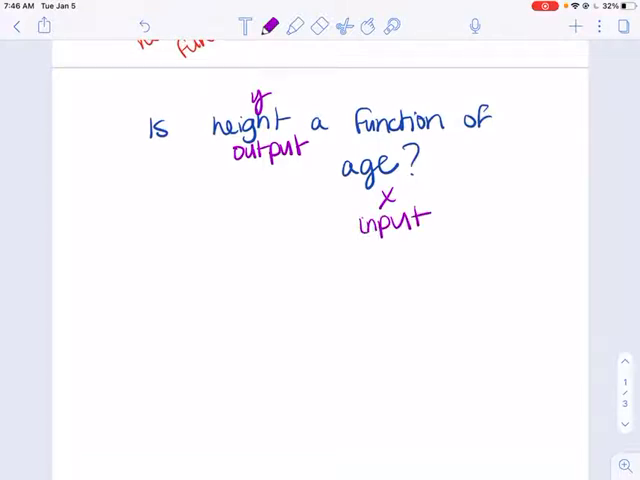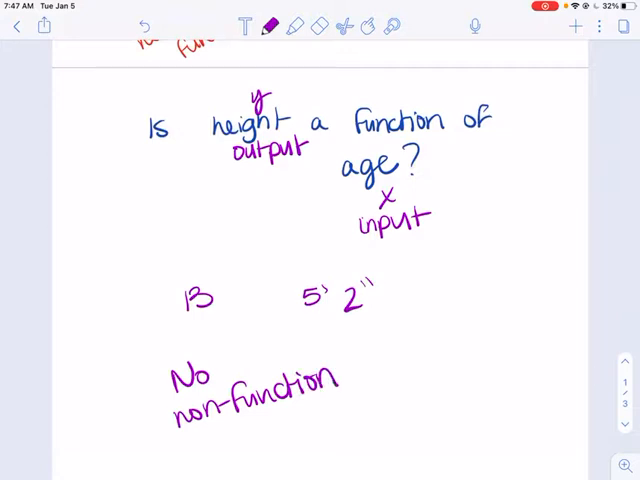So is height a function of age? Can we say that a person who is 13 is always going to be 5'2"? Well, no, I know some 13-year-olds who are 6'4". So this is not a function of age. We're going to say, no, it's a non-function. And that's how you read that one there.